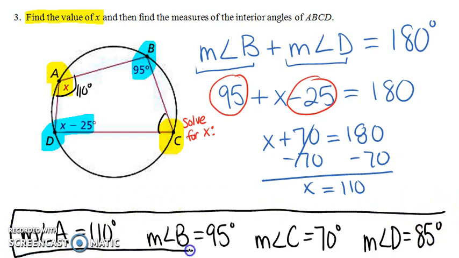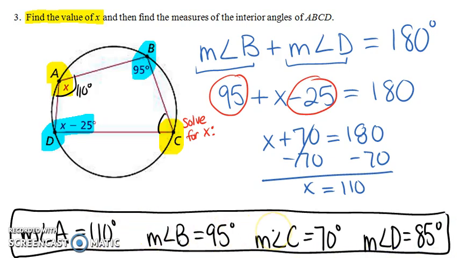Now it's super important that you label the measurements with which specific angles you're talking about. So I know, for example, the measurement of angle A is 110. The measurement of angle B is 95. I'm not just randomly writing angle measurements, I'm specifying which angle equals that measurement.